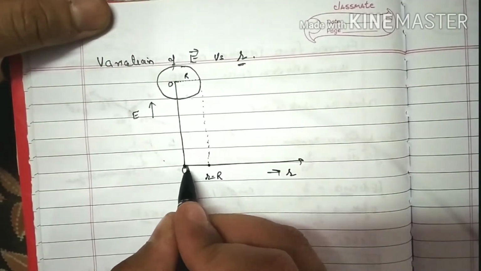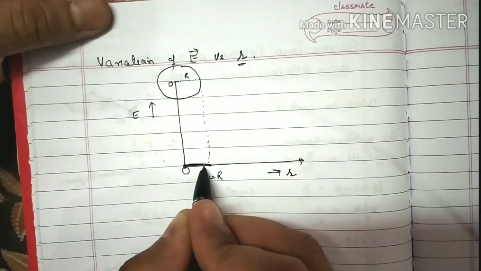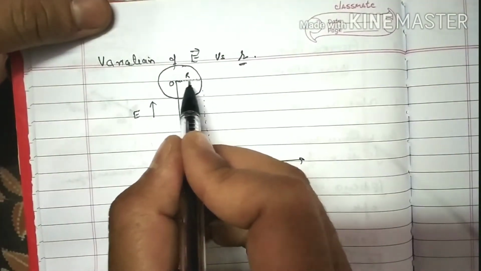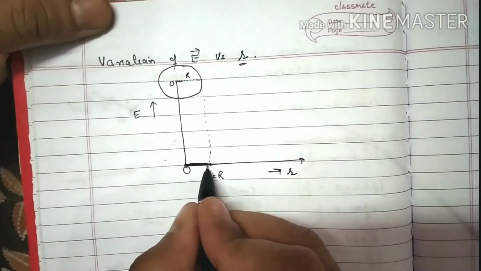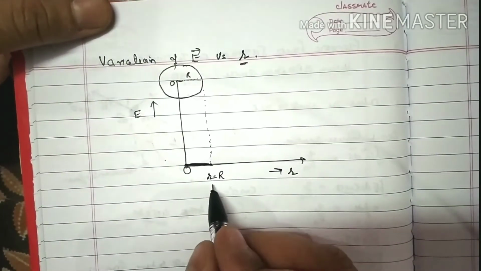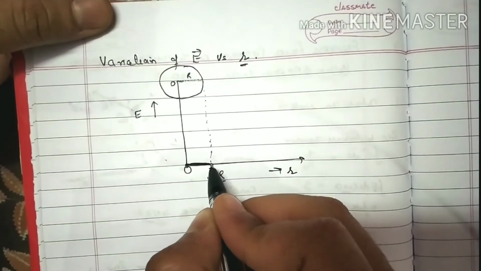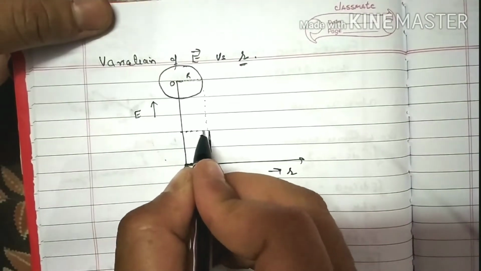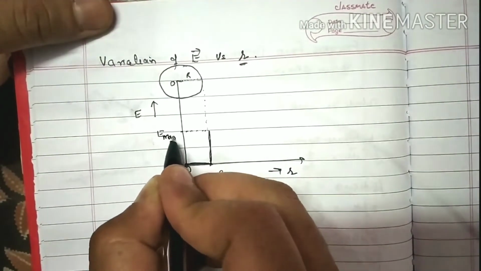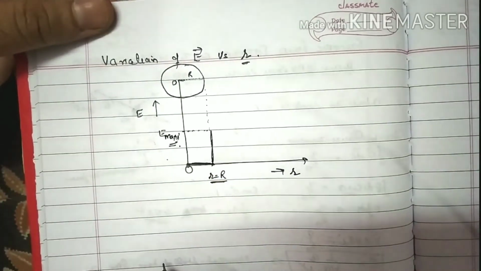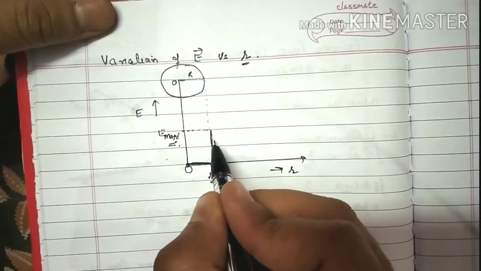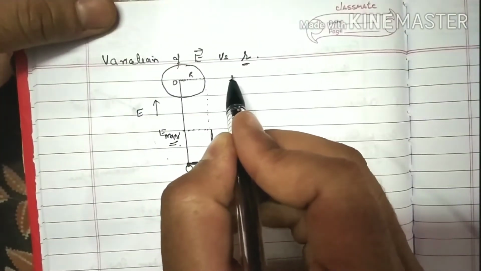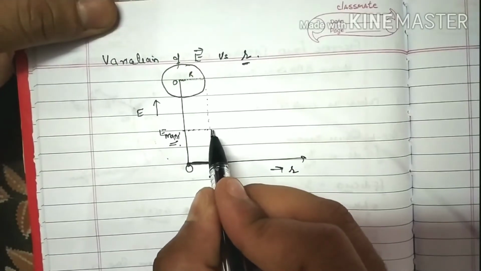So from 0 to R, the electric field is 0 because we are inside the shell. Here inside the shell the electric field is equal to 0. Now at r equal to R, the electric field becomes maximum. Electric field becomes maximum here, that is E maximum. After that, as we go outside the surface, the electric field decreases. So the electric field will decrease in this way.